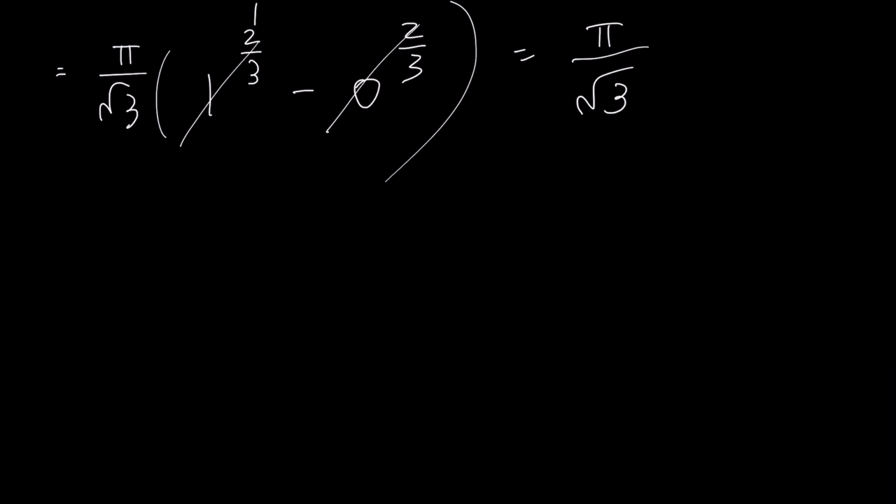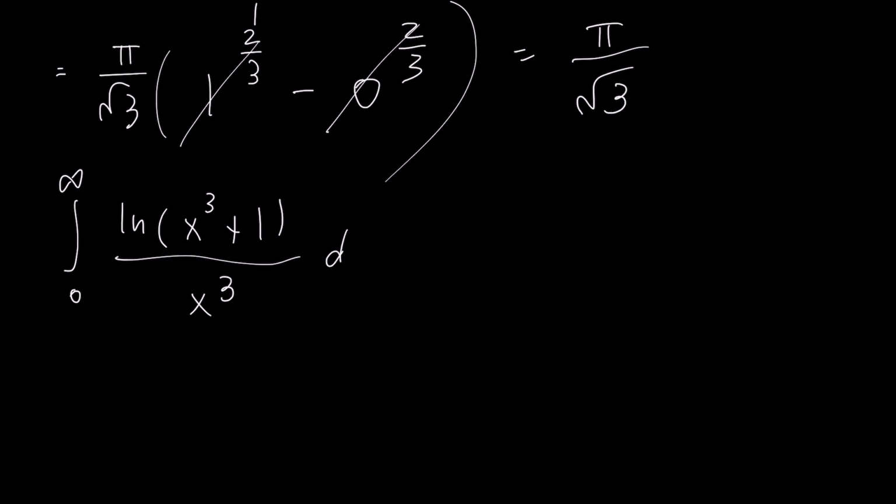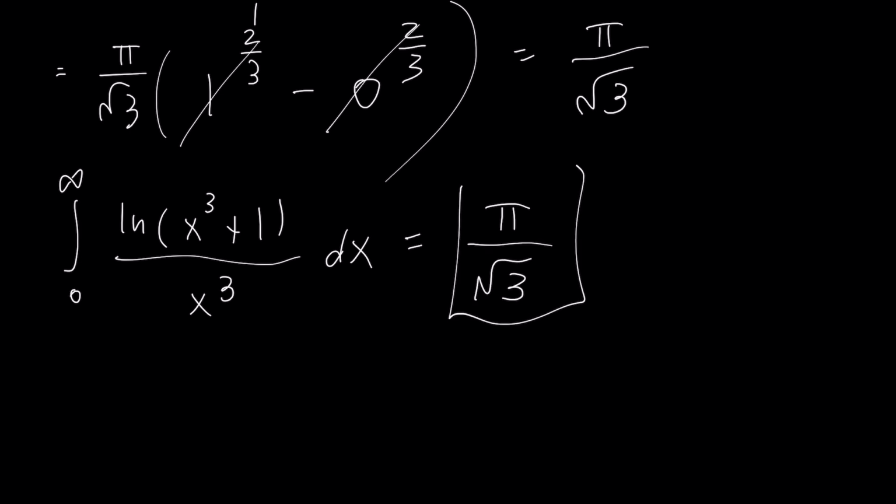So in the end, we have that our integral from 0 to infinity of the natural log of x cubed plus 1 divided by x cubed dx equates to pi over the square root of 3. And that is the final result.